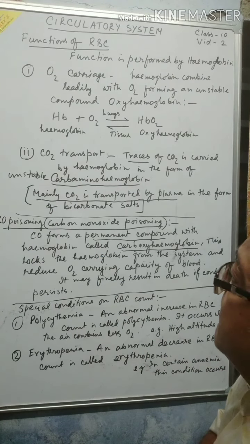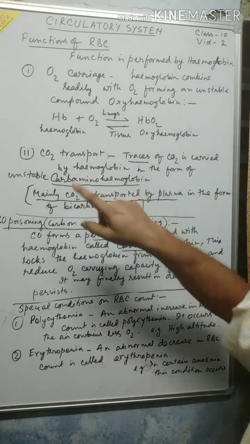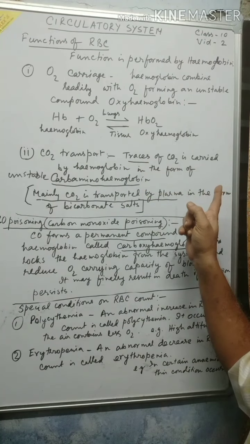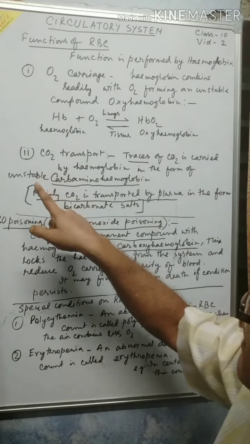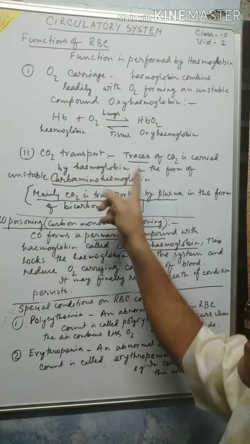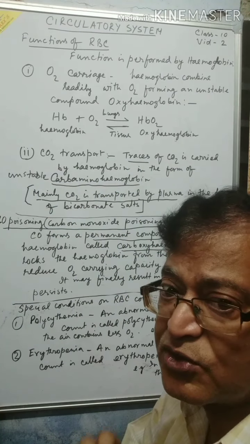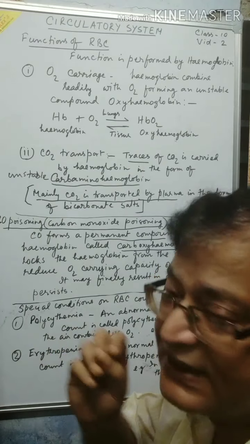Unstable carbaminohemoglobin, and the reaction is similar to this: hemoglobin to carbaminohemoglobin, and carbaminohemoglobin back to hemoglobin and carbon dioxide, and vice versa. The reaction is not mentioned here. So these traces of CO2 they also carry.